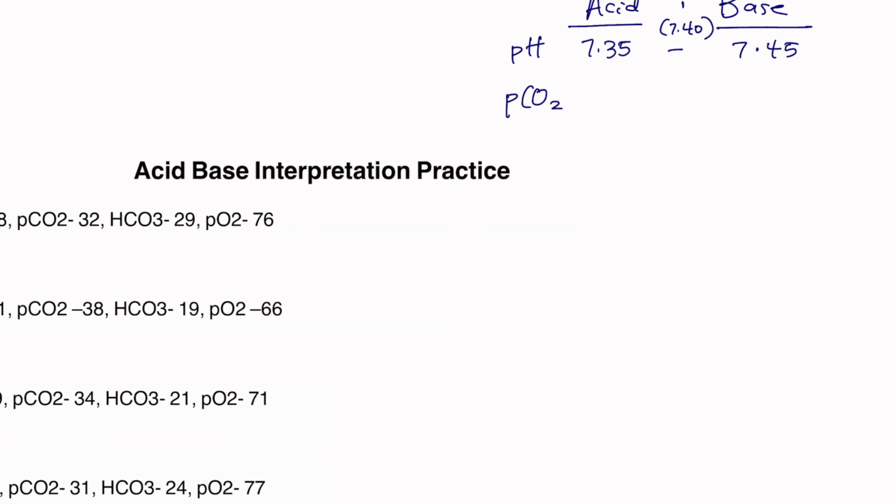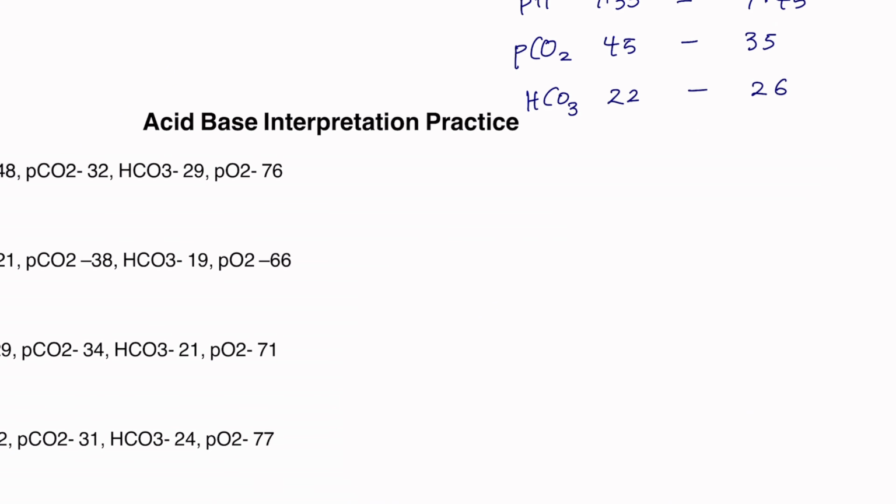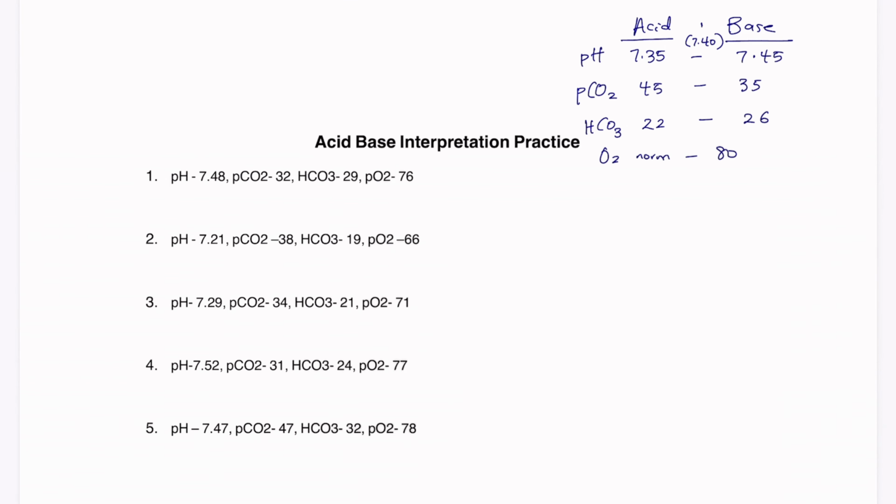We know that this one is from, actually it's supposed to be 35 to 45, but we know the higher the PCO2, the more acidic it is. So I'm going to put the 45 here. Now I'm going to write HCO3. We know that this is from 22 to 26. So if it's less than 22, it's acidic, and if it's greater than 26, it's basic. And then we know that our O2 norm is 80. So we'll go ahead and solve this question now.